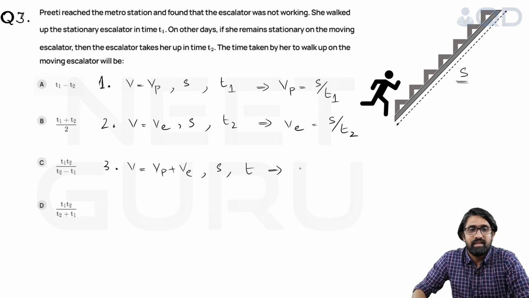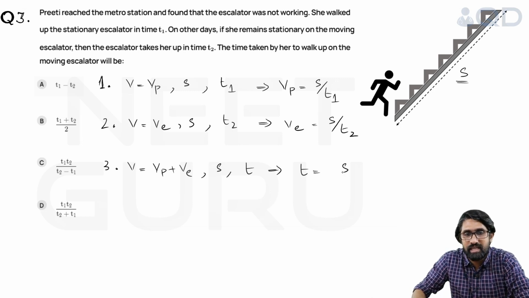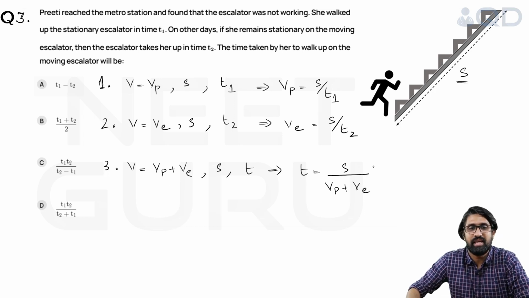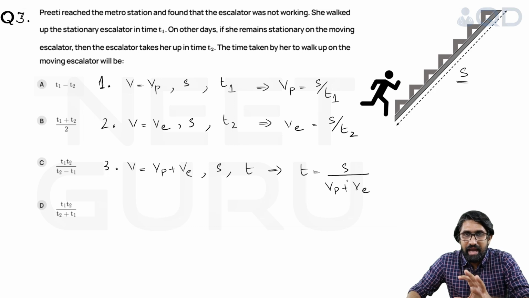We can say that from this data, t will be equal to, time taken will be equal to distance by velocity, that is s divided by Vp plus Ve. V here is Vp plus Ve. Now, this answer is correct, but it is not in the options. So we'll have to do some replacements here.